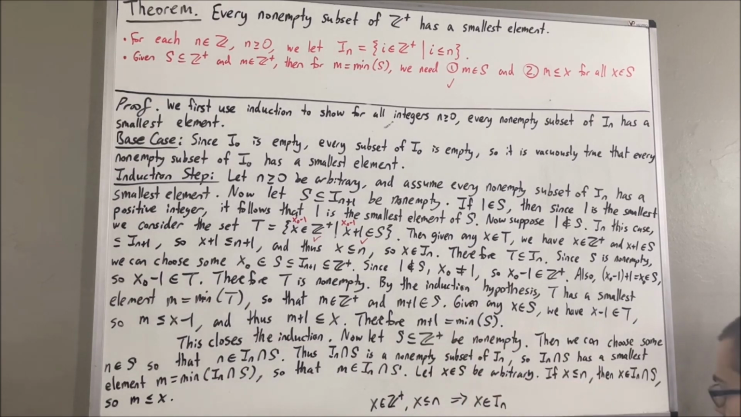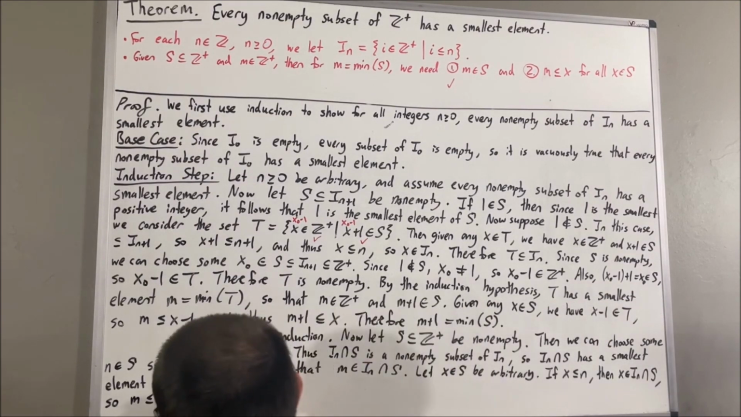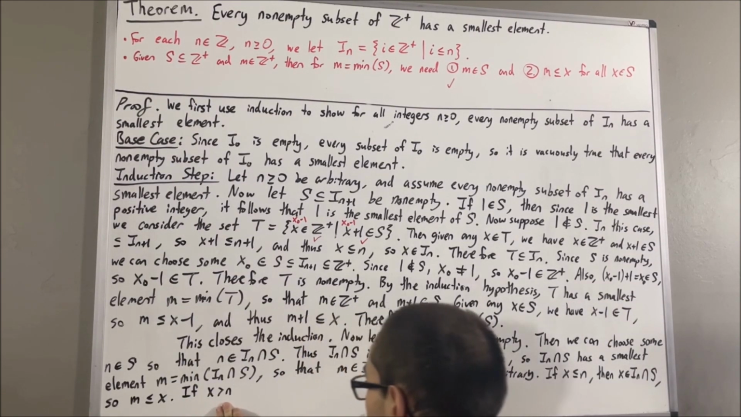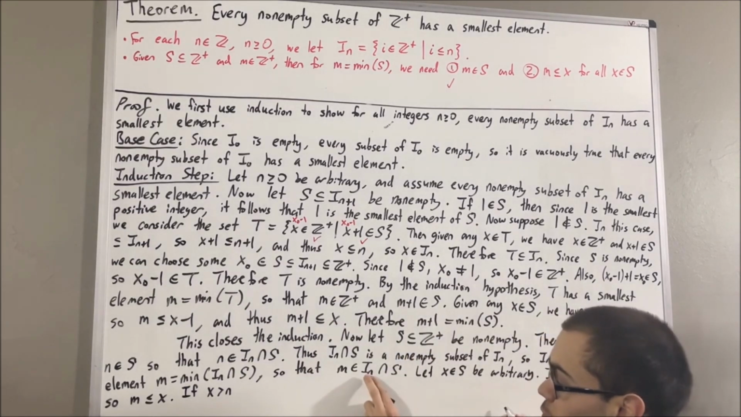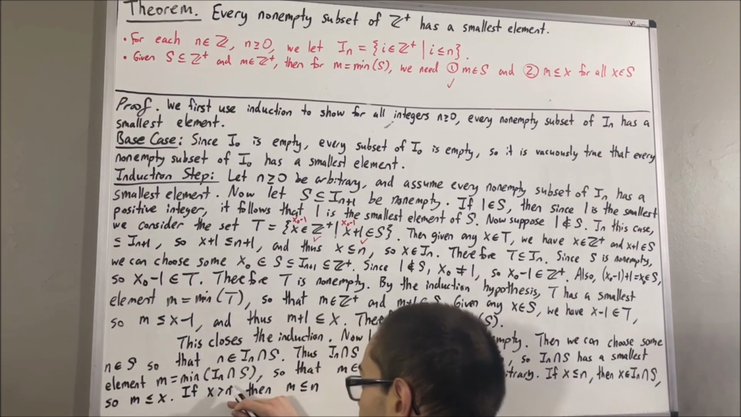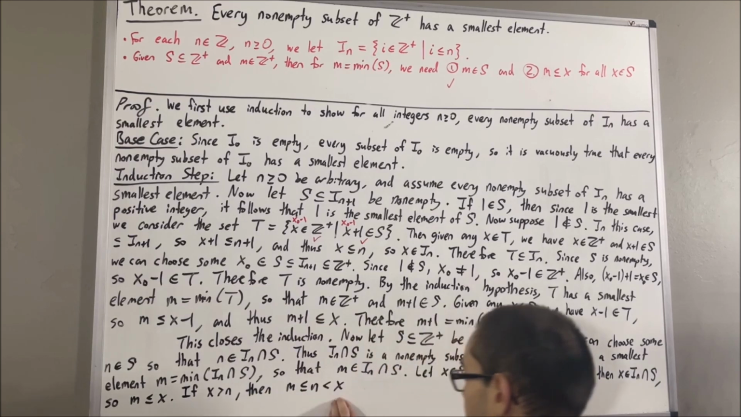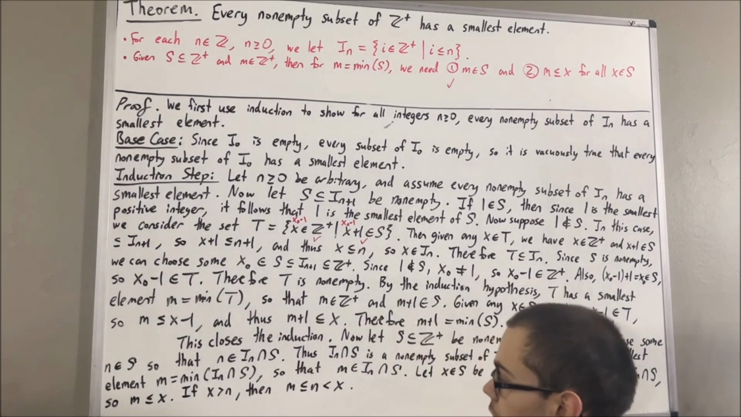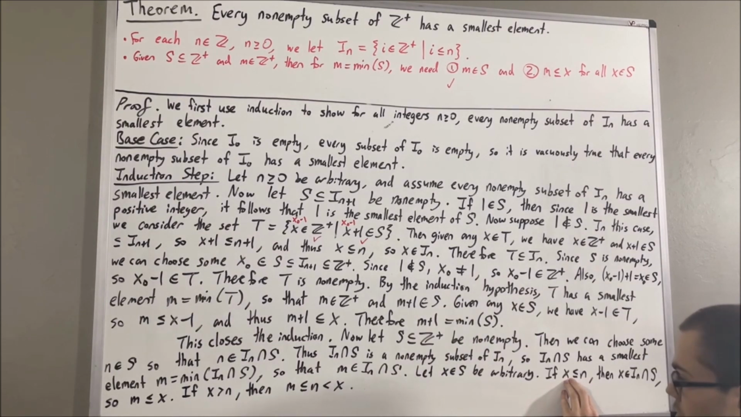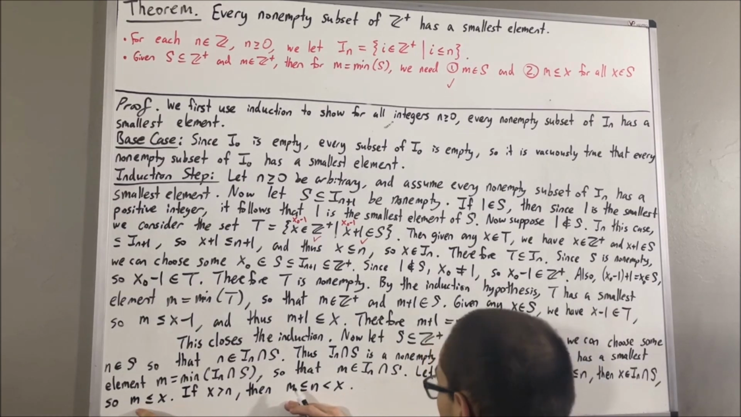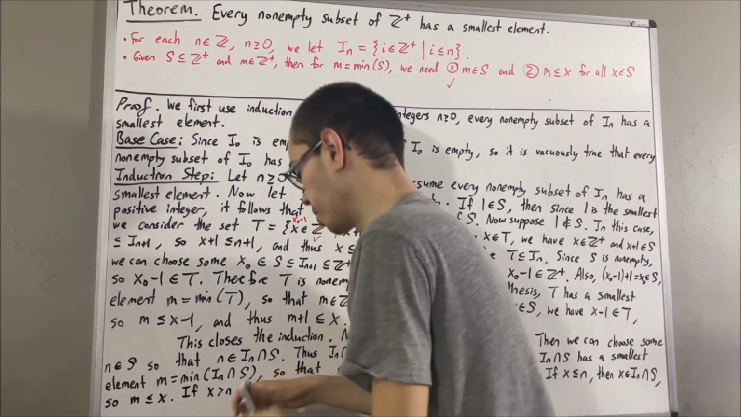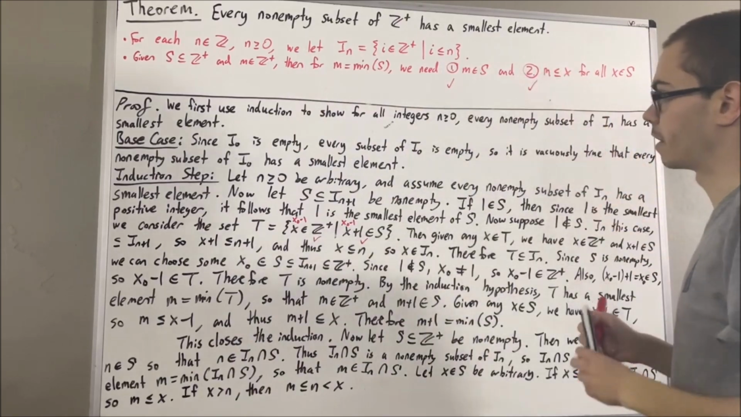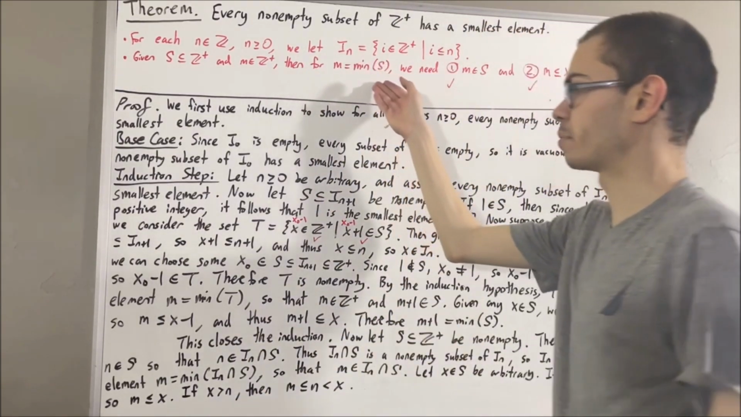Now let's consider the case X is greater than N. If X is greater than N, well, since M is an element of I_N, that means M is less than or equal to N. And we know that N is less than X. So this shows X is greater than or equal to M, and we're done again. So we see in either case, whether we have X less than or equal to N or X greater than N, it follows that X is greater than or equal to M. So this shows if X is any element of S, it follows that X is greater than or equal to M, and so this condition is verified. So that tells us that M is the smallest element of S.